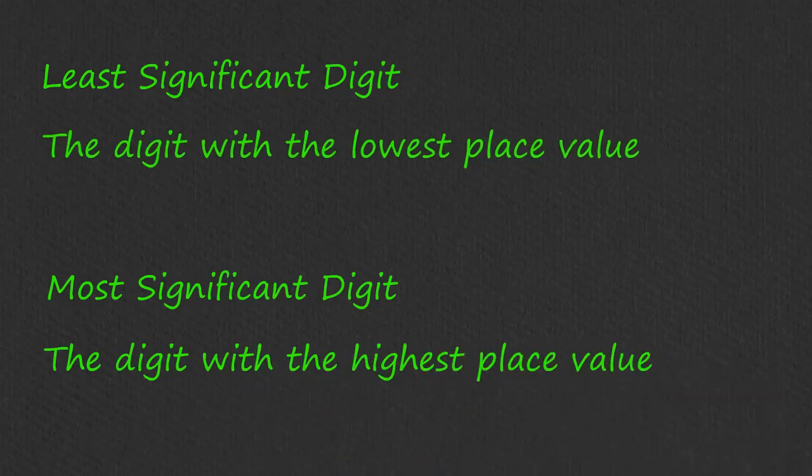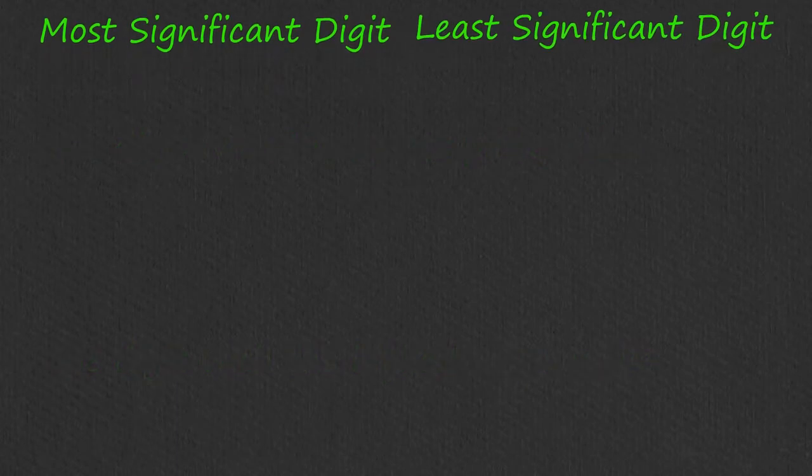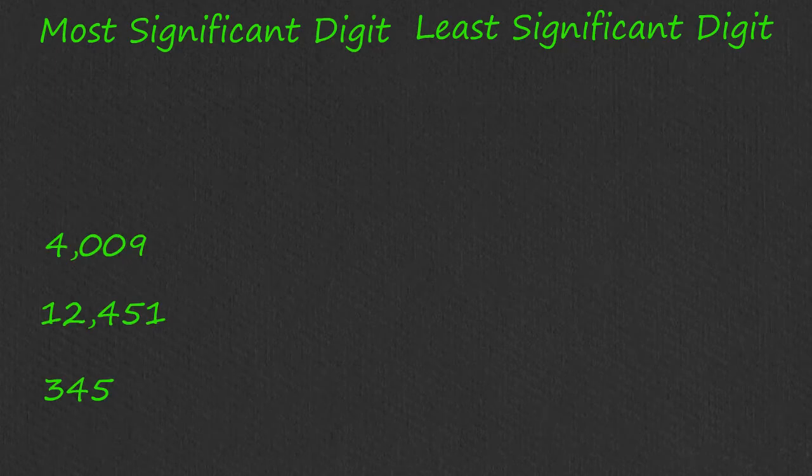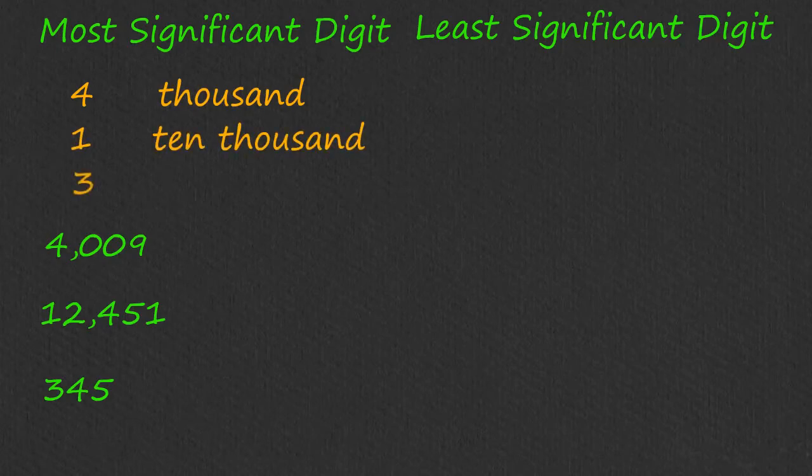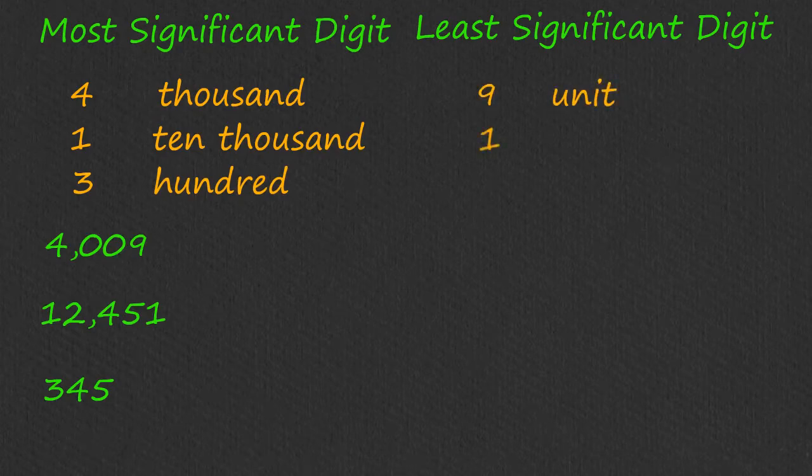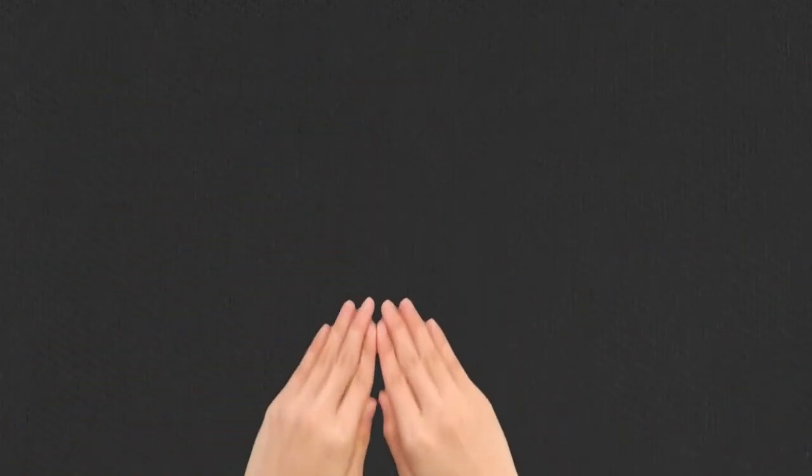Now, let us identify the most significant digit and the least significant digit in the following numbers. The most significant digits are 4 at the place value of 1000, 1 at the place value of 10,000, and 3 at the place value of 100. The least significant digits are 9 at the units, 1 at the units, and 5 also at the units place value. Now it's your turn.